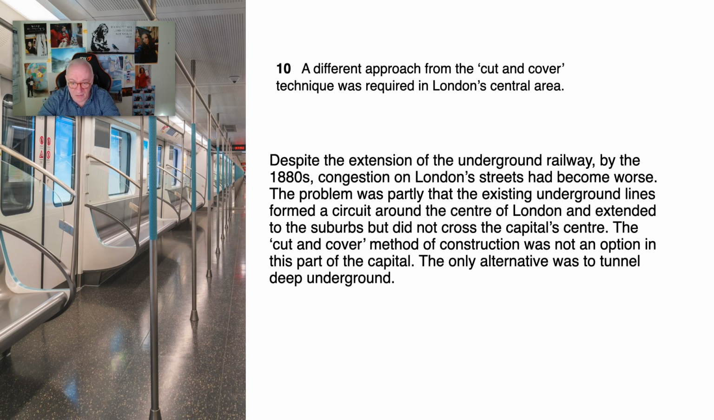So even though we know at this point that the cut and cover method wasn't used in this part of the capital, we don't know if that relates to London's central area. So we're just going to come back a little bit and we read that the problem was partly that the existing underground lines formed a circuit around the centre of London and extended to the suburbs, but did not cross the capital centre. So this means that the central area wasn't suitable for using the cut and cover, and therefore the answer is true.